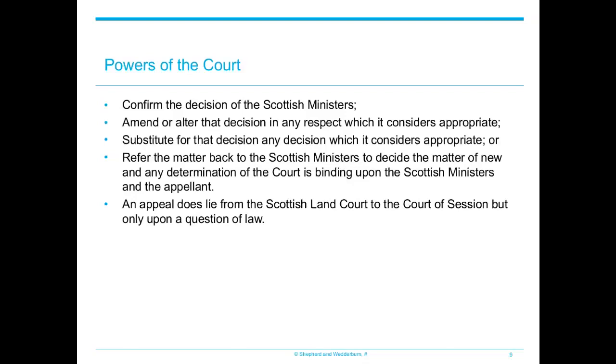In determining the appeal, the court has the following powers. It can confirm the decision of the Scottish ministers, in which case the appeal has been lost. It can amend or alter the decision in any respect which it considers appropriate. It can substitute for the minister's decision any decision which the court considers appropriate, and it can refer the matter back to the Scottish ministers to decide the matter anew. And any determination of the court is binding upon the Scottish ministers and the appellant.